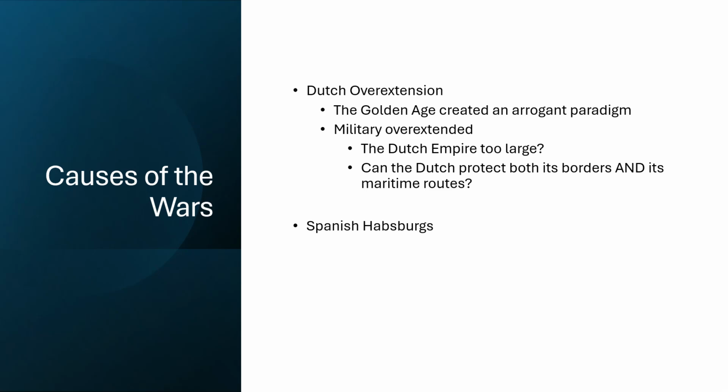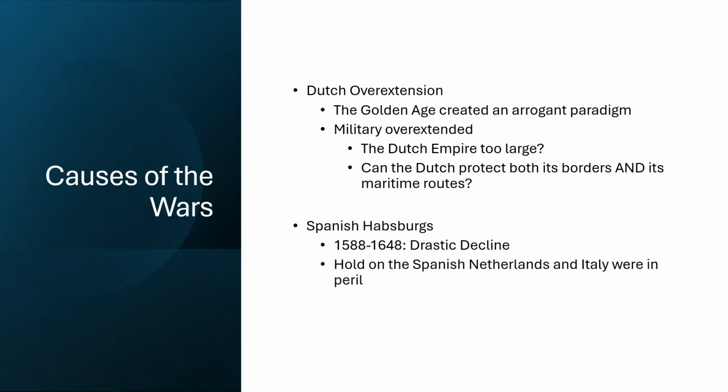And then we're going to see the decline of the Spanish Habsburgs. From 1588 to 1648, they had a dramatic decline. Their hold on the Spanish Netherlands was in peril. Especially, remember, there was the outcome with the Peace of the Pyrenees, where they were supposed to give portions of the Spanish Netherlands to France.